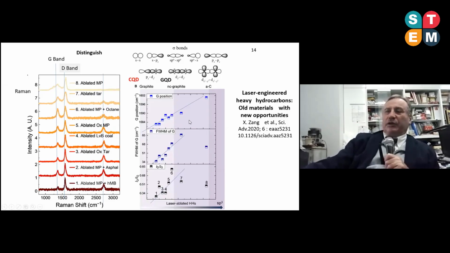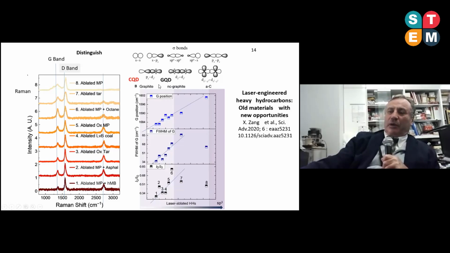Also this is a very systematic study. It is an interesting title, also laser engineered heavy hydrogen carbon. Coal is an old material and has new opportunities due to the new processing methods. By laser ablation, this material can be split into these quantum dots, and the carbon quantum dots consist of graphite, here the nanocrystalline graphite, and here the amorphous carbon.